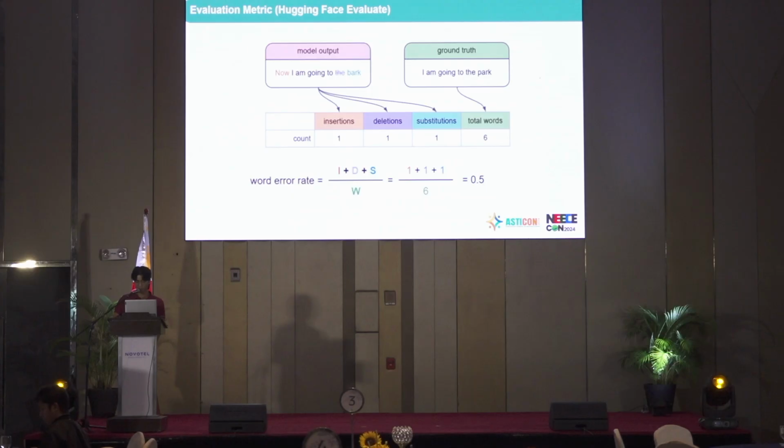So word error rate, or WER, is computed using the sum of insertions, deletions, and substitutions, all over the number of total words. Here in the example, the number of insertions is 1 since "now" was included relative to the ground truth. The number of deletions is 1 since the word "the" was omitted. And the number of substitutions is 1 since the word "bark" was replaced with "bark", obtaining a word error rate of 0.5 or 50%.